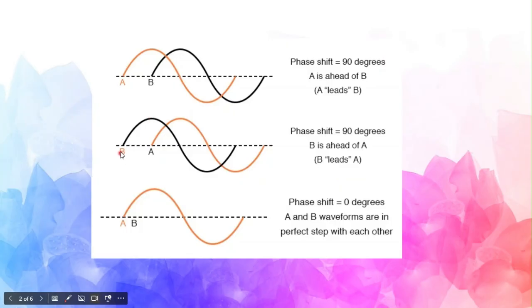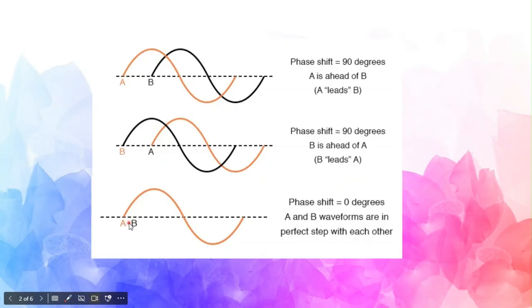Similarly, B is the voltage wave, A is the current wave. So in this case, current wave is lagging the voltage wave. Current wave A is lagging the voltage wave. And the third scenario is A and B in the same phase, zero phase difference. Now, this is current leading, this is current lagging, and this is same phase.